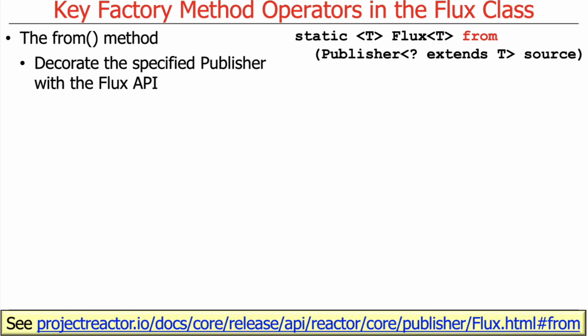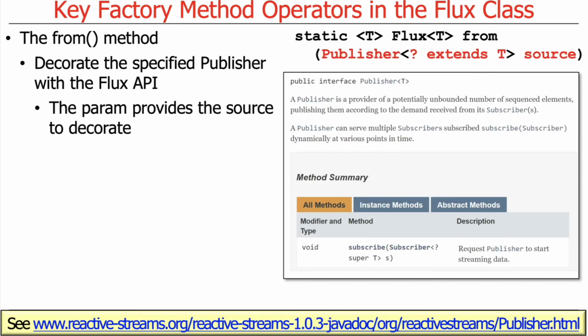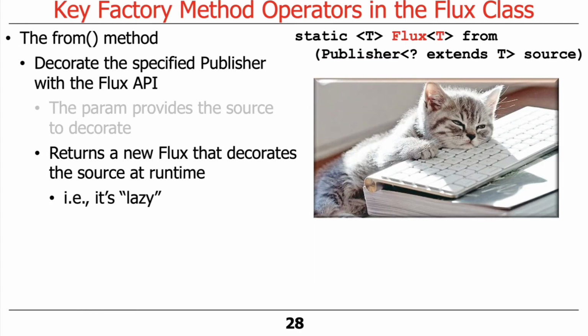The final method here that we're going to talk about is called from, and it's a little bit different from the three we talked about. It's a little bit different from fromIterable, and from fromArray. So from takes a publisher, which provides the source that we're going to be using to create the flux from, and it returns a new flux that decorates the source at runtime. So in other words, unlike the other three methods we've talked about, fromIterable, fromArray, and just, from is lazy, and it will run in the thread in which it's actually going to be invoked, using something like subscribeOn.